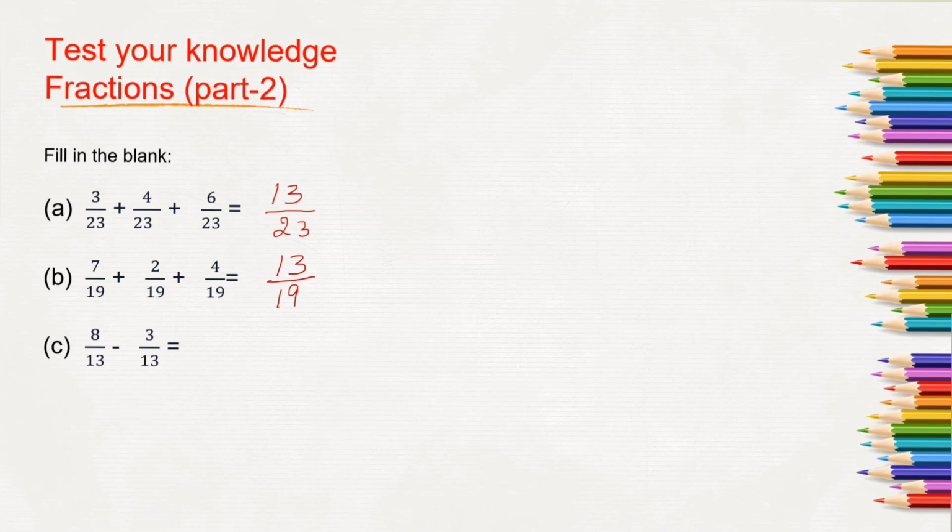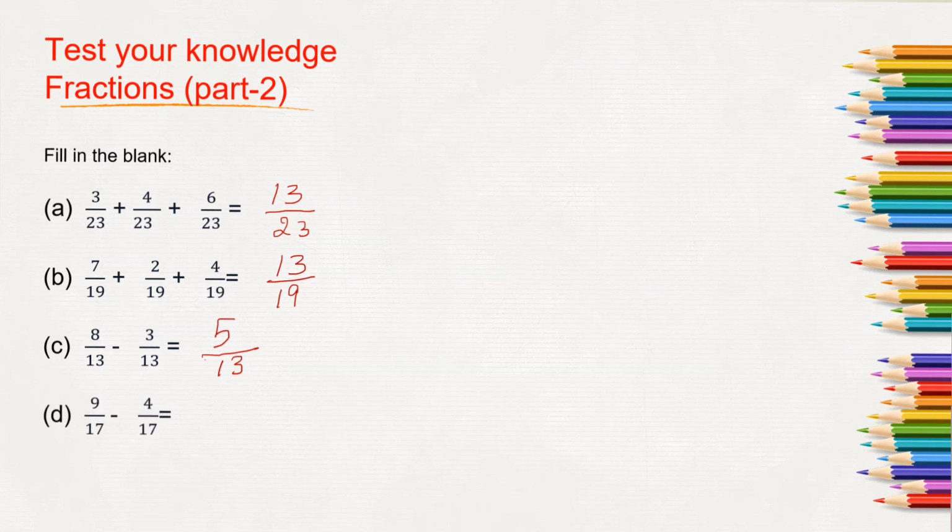8 by 13 minus 3 by 13. Here subtraction sign is mentioned. So we'll have to take away 3 by 13 from 8 by 13. Here also the denominators are same, so it remains as it is. From 8 we have to take away 3. So from 8 if we take away 3, we'll be left with 5.